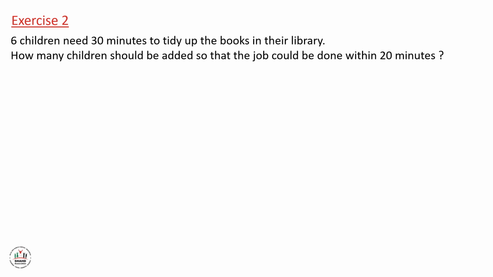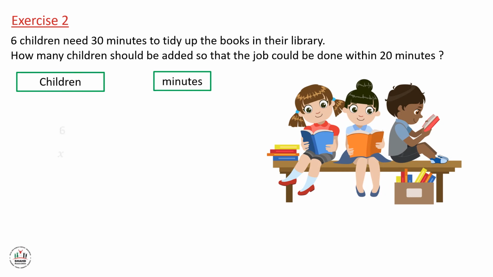Here, as the number of children increases, the time that they will need in order to tidy up the library will decrease. So here we have an inverse proportional relation. Again, we need to rearrange the given. 6 children need 30 minutes, X children need 20 minutes. We want to calculate first the value of x.